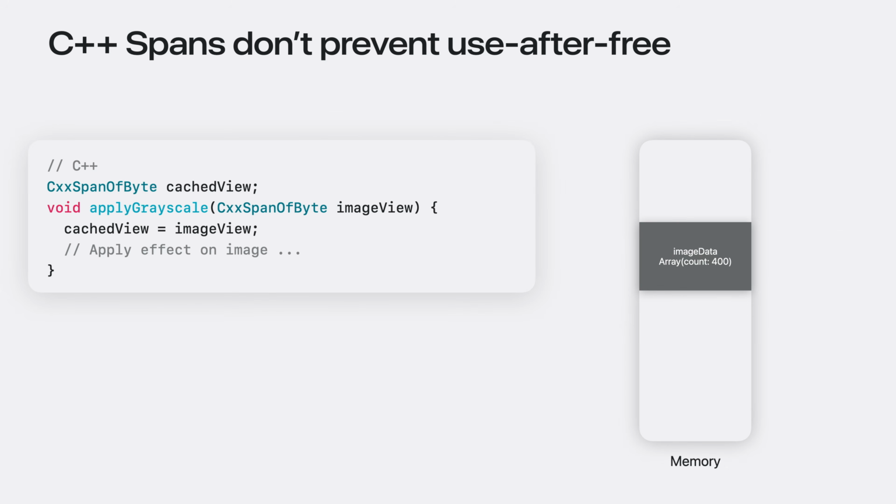Here is an example. Imagine if the function apply grayscale were to take a C++ span named ImageView, which points to an array created by Swift.